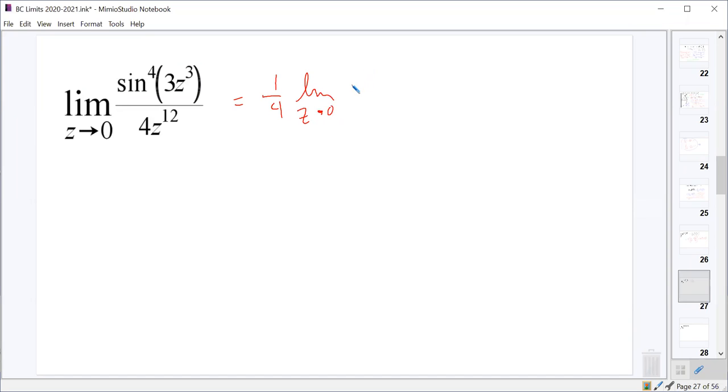I think that makes this a little bit easier. And then we can pull out the 4th power from both the numerator and the denominator, right? Making that z cubed to the 4th a z to the 12th with the 1/4 already out in front, so we don't have to worry about it with any powers.